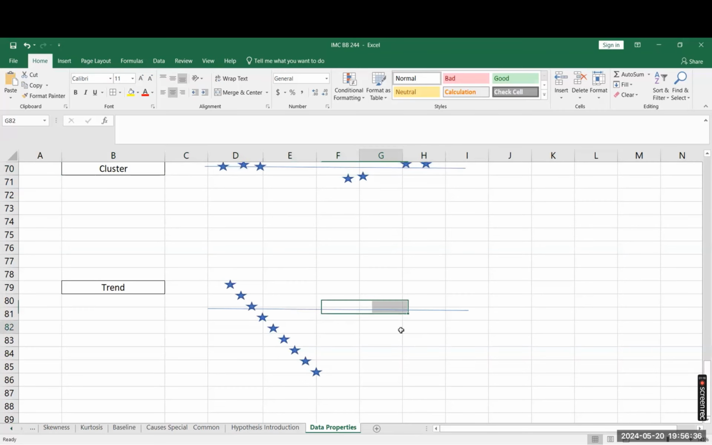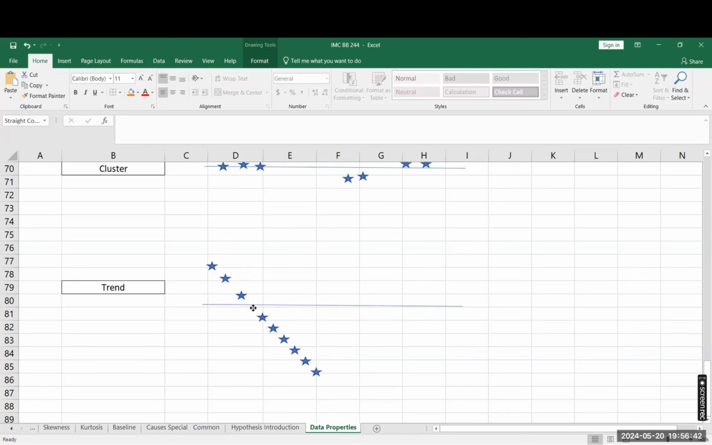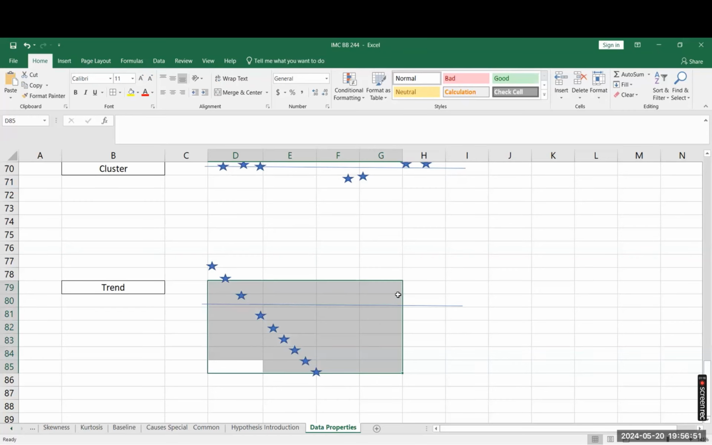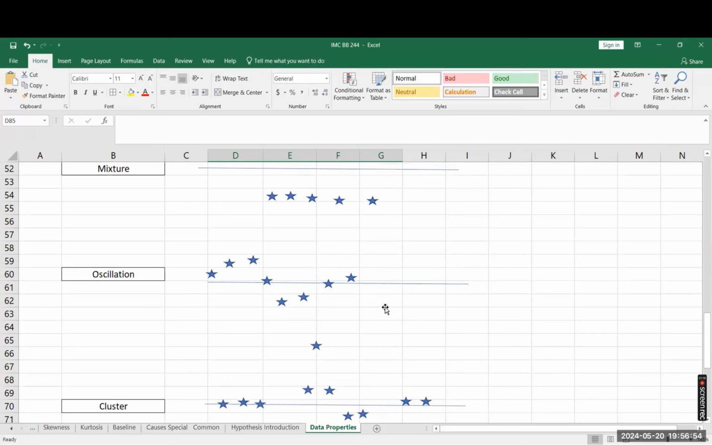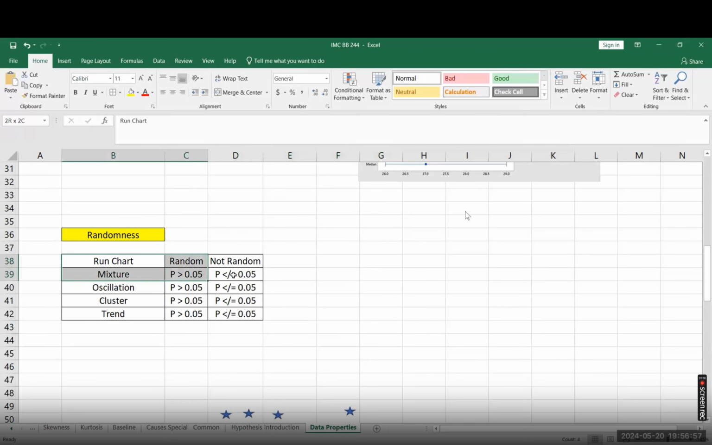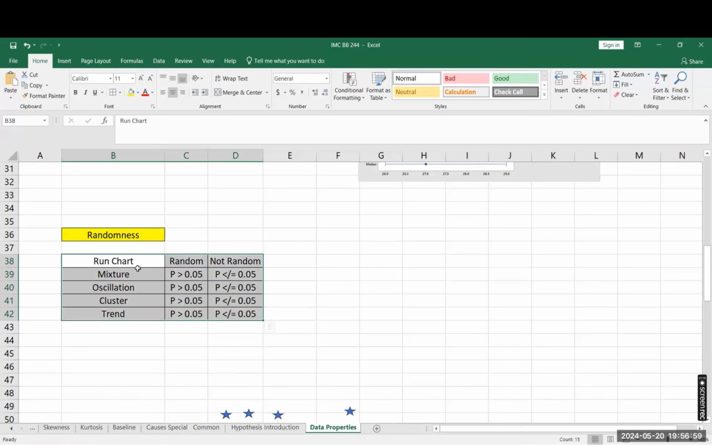Trend, when your data values are either in increasing order, like this, or maybe data values are in a decreasing order. Any pattern they are following, then it is a trend. So anywhere, if the p-value of your data is less than 0.05 for any one of the property, then data is not random. And if all the p-values are greater than 0.05, then data is random.